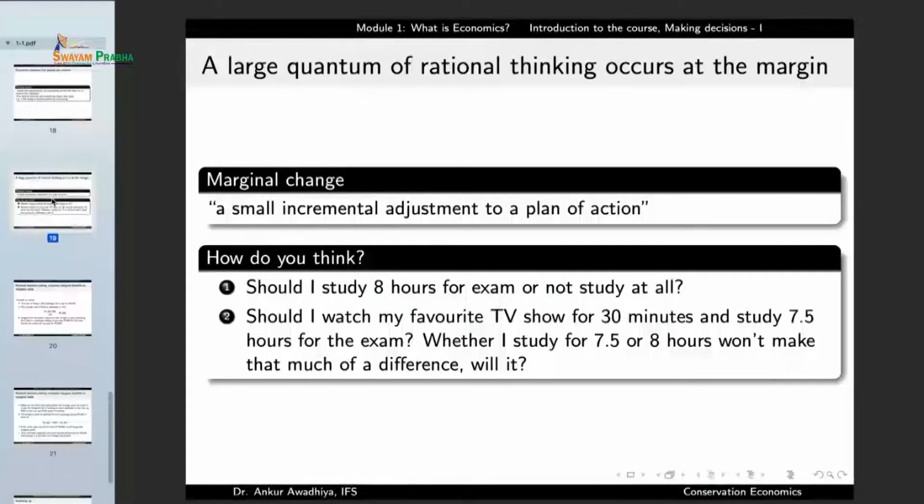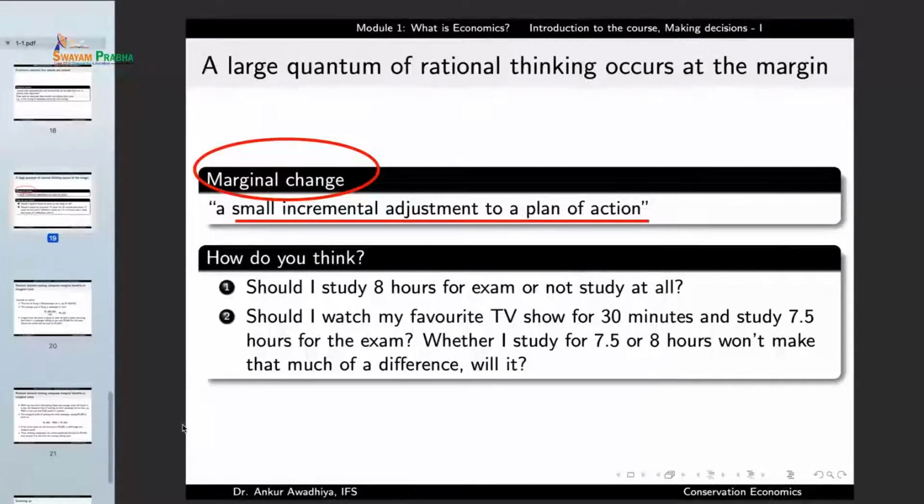Margin means the incremental change: a small incremental adjustment to a plan of action. Marginal change is a small incremental change. And a good example is if you think about yourself, how do you think? Should I study 8 hours for the exam or not study at all? Do you think like this? Because everybody knows that if you do not study for the exam at all, you will probably fail. So nobody thinks like this.